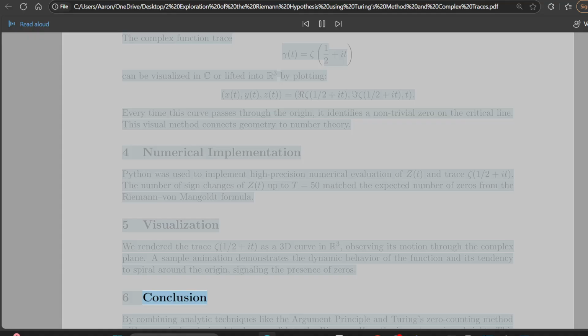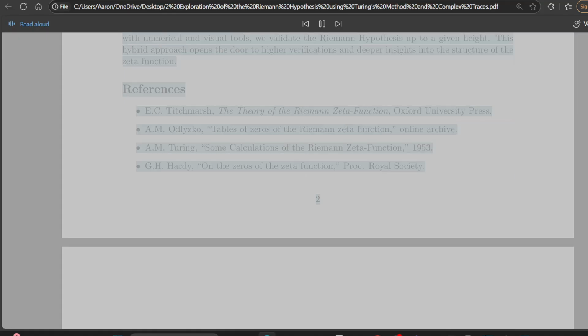Conclusion. By combining analytic techniques, like the argument principle, and Turing's zero-counting method with numerical and visual tools, we validate the Riemann hypothesis up to a given height. This hybrid approach opens the door to higher verifications and deeper insights into the structure of the zeta function.